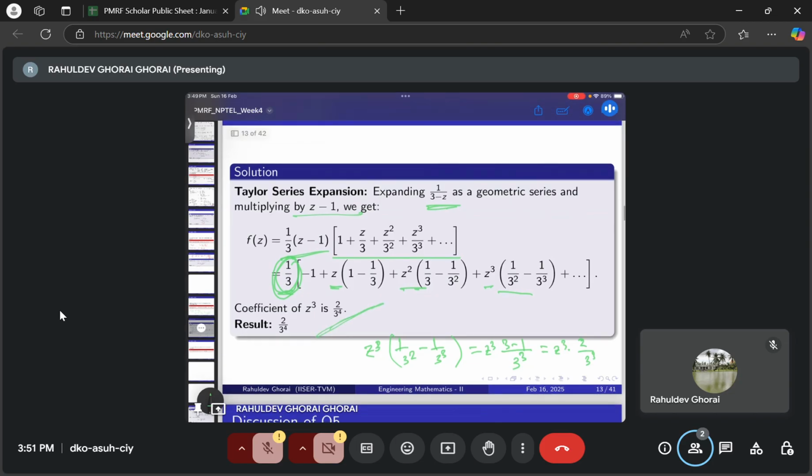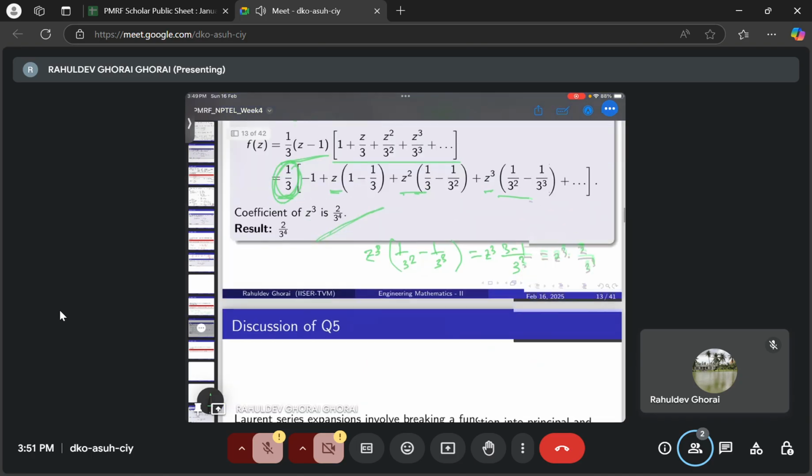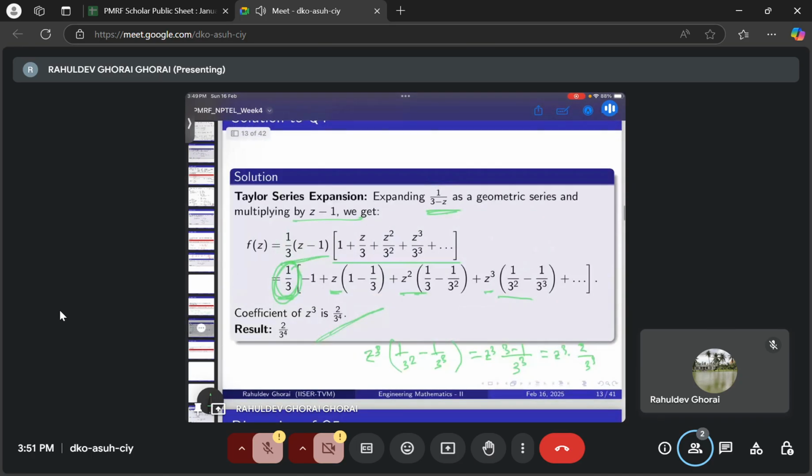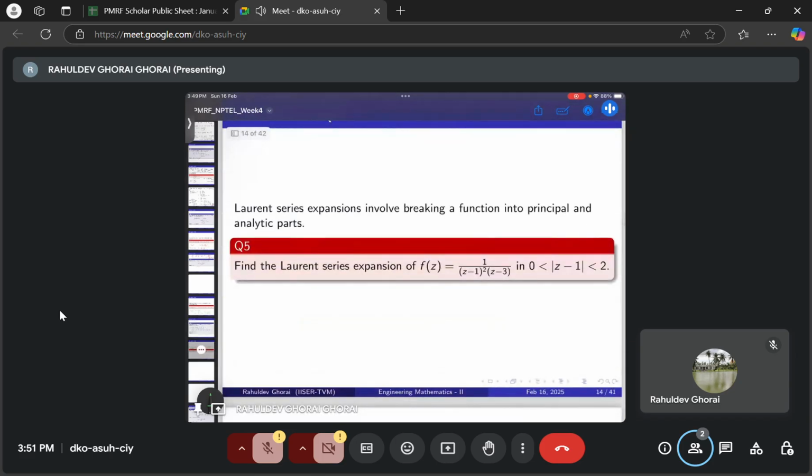That is the coefficient of z cube. Why the coefficient of z is important, you will see later, because if you want to see whether a point is a pole or an essential singularity, it will be difficult for you. Whether an isolated singularity is essential or a pole will depend on that series expansion and the coefficient of z minus p or z minus m, that type of coefficient.